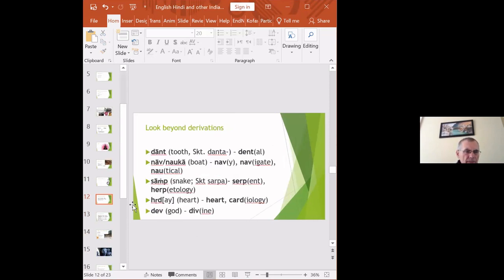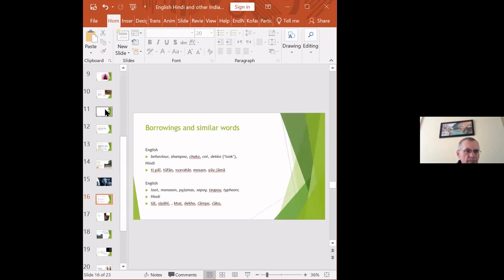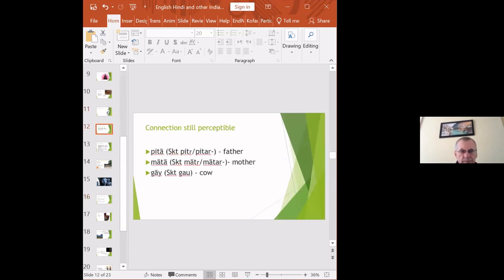In some words, the connection is still perceptible. For example, pita, Sanskrit pitar, father. Mata, Sanskrit matar, mother. Go, Sanskrit gau, English cow. I would also add paon, pair, Sanskrit pada, and the English word pedal.